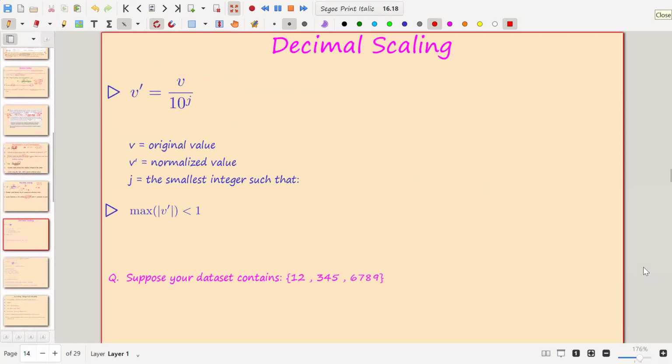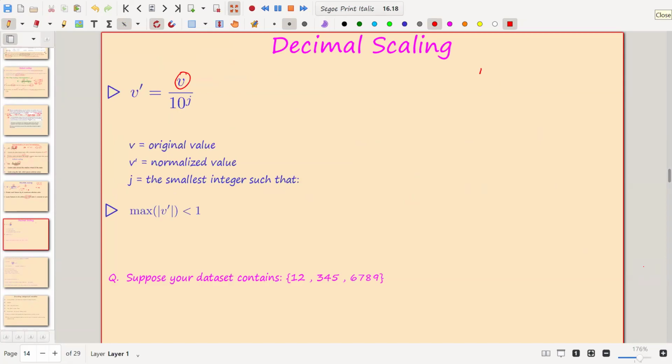Okay. Another one is known as decimal scaling, right? So what do you mean by decimal scaling? The same thing I told you, we'll see an example anyway. You take a number here, the variable, and you divide by some power of 10, 10 to the power j.